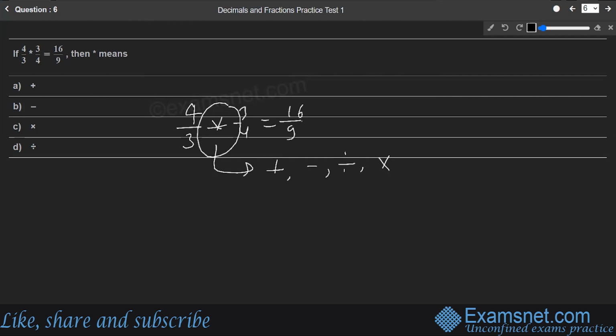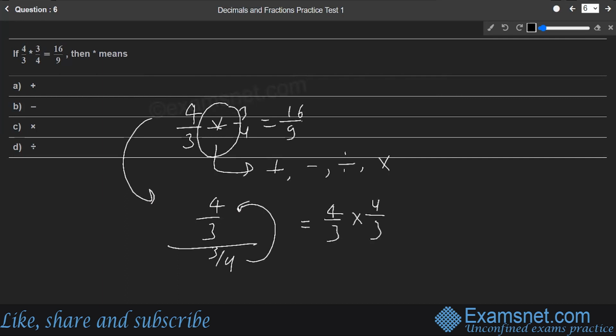So on a closer look, if you want to give it a trial, if 4 by 3 is divided by 3 by 4, then maybe it becomes 16 by 9. See, 4 by 3 divided by 3 by 4 means 4 by 3 into 4 by 3, because when you divide two fractions, the denominator fraction gets multiplicatively inversed and comes in the multiply sign. That's what is happening here, and the answer of this is 16 by 9 only.